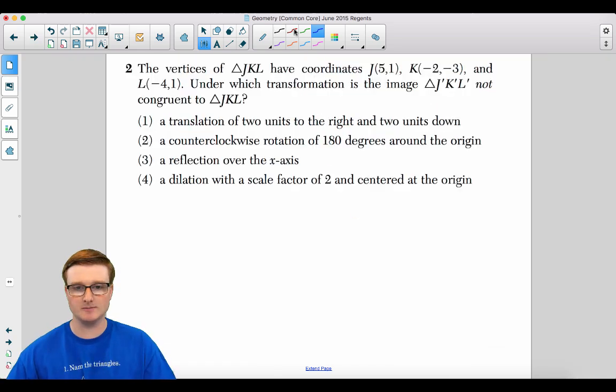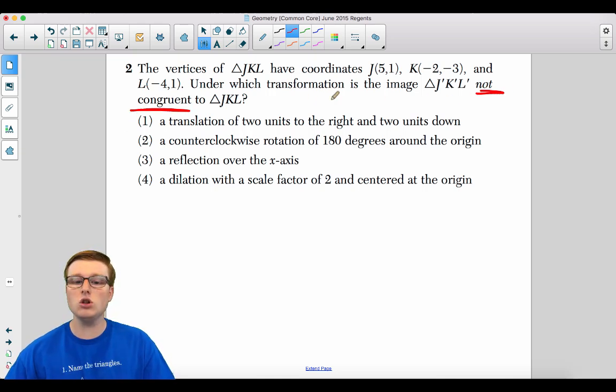Moving on to the next question. Number 2, the vertices of triangle JKL have the coordinates (5, 1), (-2, -3), and (-4, 1). Under which transformation is the image triangle J'K'L' not congruent to triangle JKL?